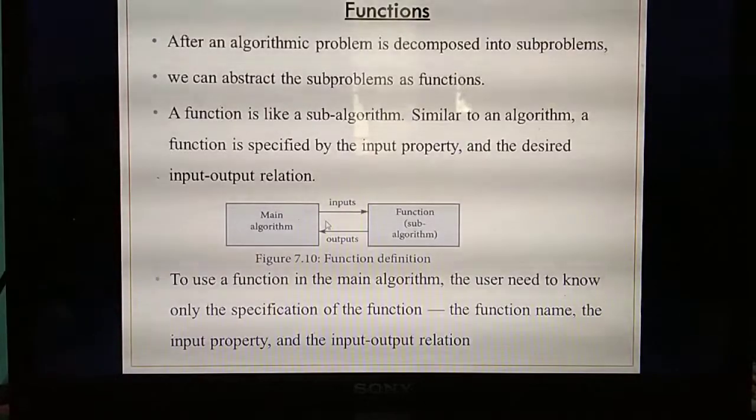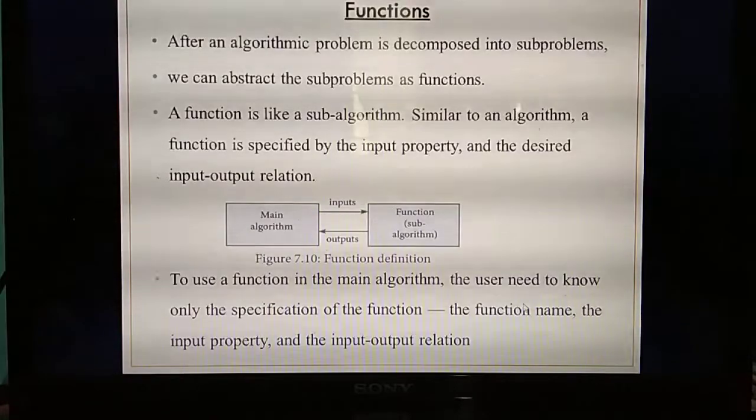Okay. If you are writing the specification for an algorithm, what steps do you need to know? First, you need to write the name of the algorithm. Likewise, if you are writing a function, each function you need to specify in the same specification format: function name, input property, and input-output relation. Same as the specification of the algorithm, each function needs a function name, input property, as well as input-output relation.